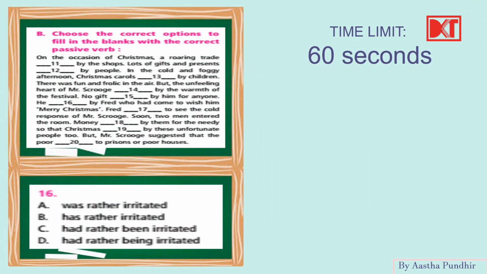Okay, here he dash by Fred, who had come to wish him Merry Christmas. He was rather irritated, has rather irritated, had rather been irritated, or had rather being irritated. Correct answer is A. He was rather irritated by Fred, who had come to wish him Merry Christmas. So again, this is the past tense. And irritated is the V3 form, past participle. All right.